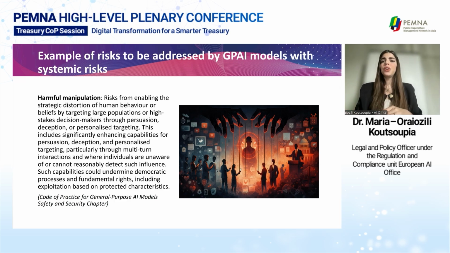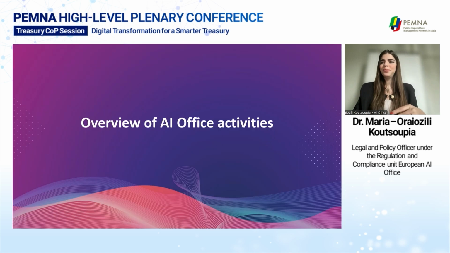An example of the risk addressed by general purpose AI models with systemic risks can be called harmful manipulation. So, risks from enabling the strategic distortion of human behavior or beliefs, by targeting large populations of high-stakes decision makers with persuasion, deception, or personalized targeting. There are some more elements to that, but I think you get the idea of what the systemic risk means. Let's move to the next slide, please.